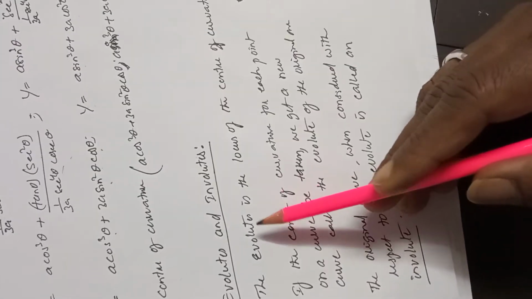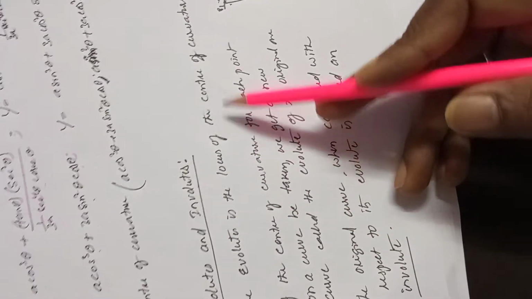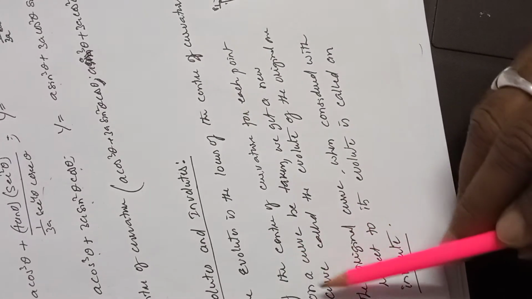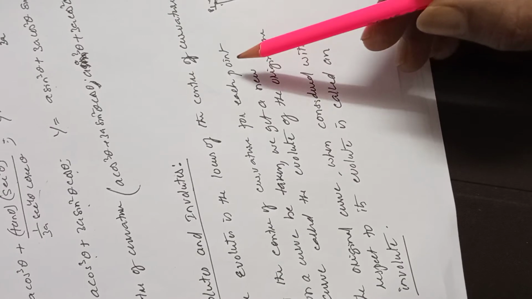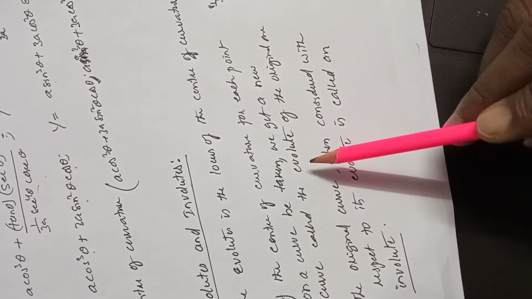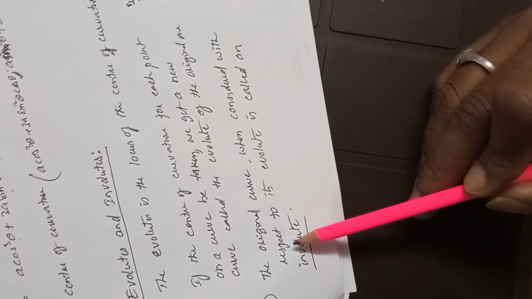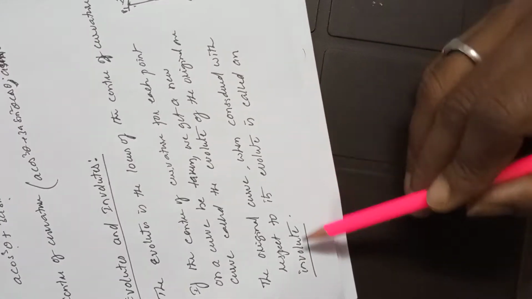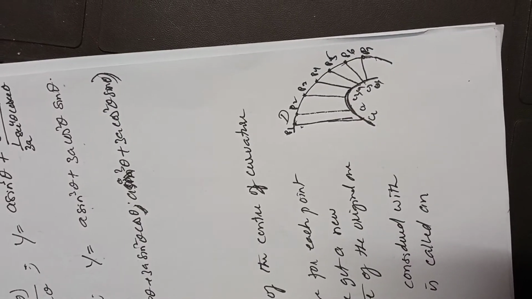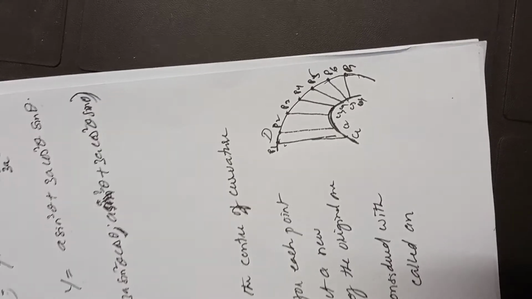Next one, evolutes and involutes. The evolute is the locus of the center of curvature. If the center of curvature for each point on the curve is taken, we get a new curve called the evolute of the original one. The original curve, when considered with respect to the evolute, is called an involute. See in the diagram, what is evolute? Evolute is nothing but the locus of the centers of curvature.